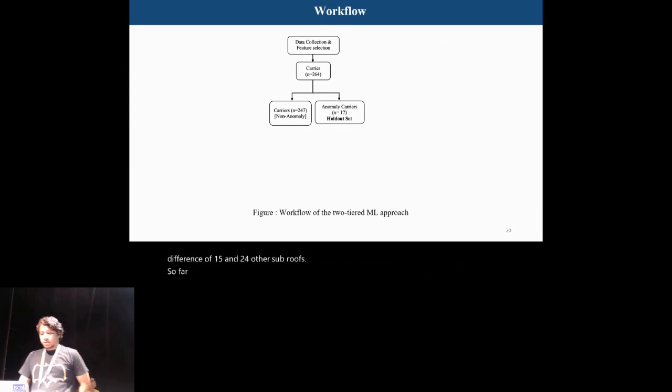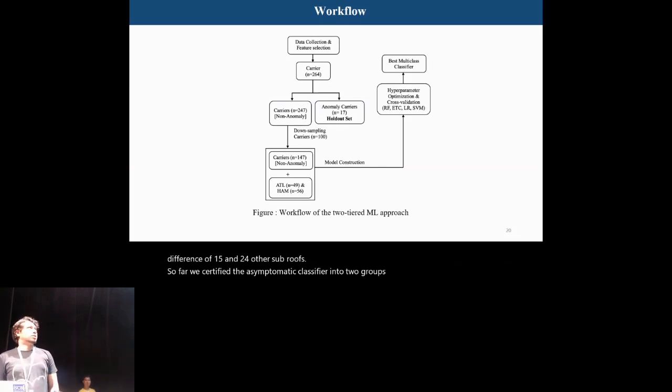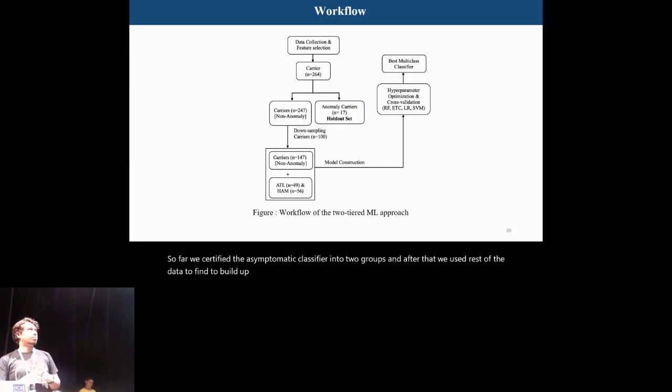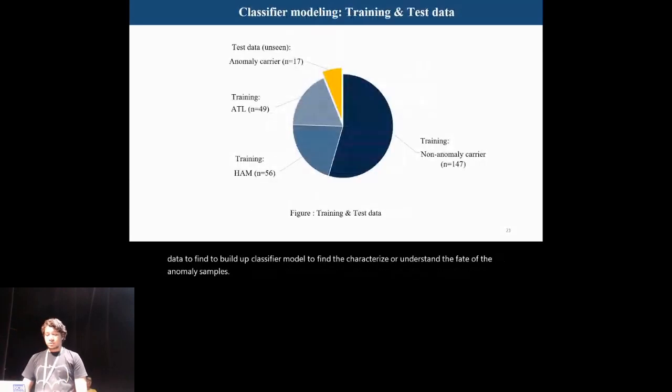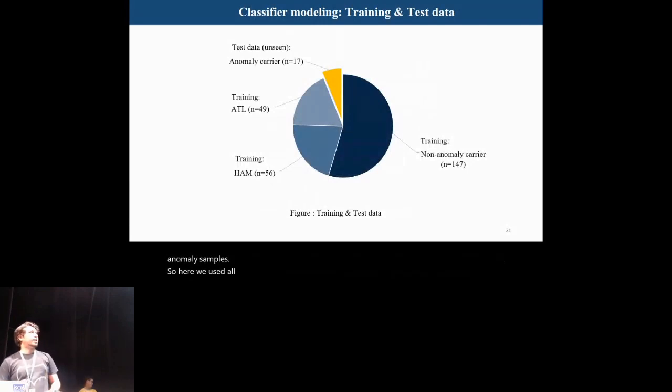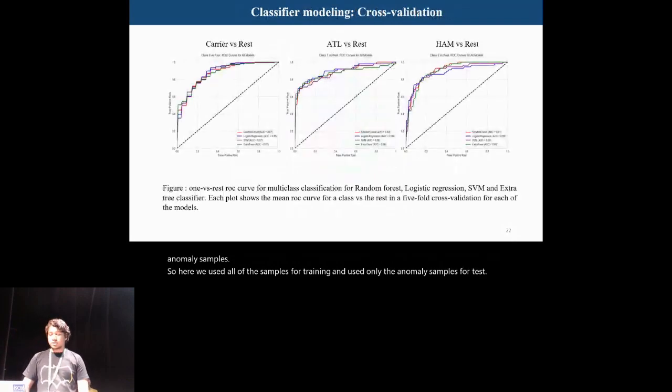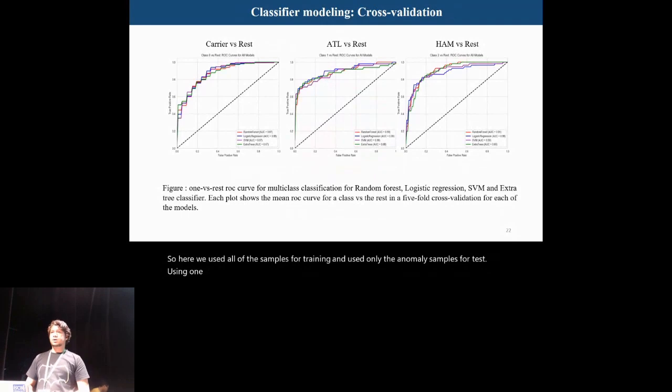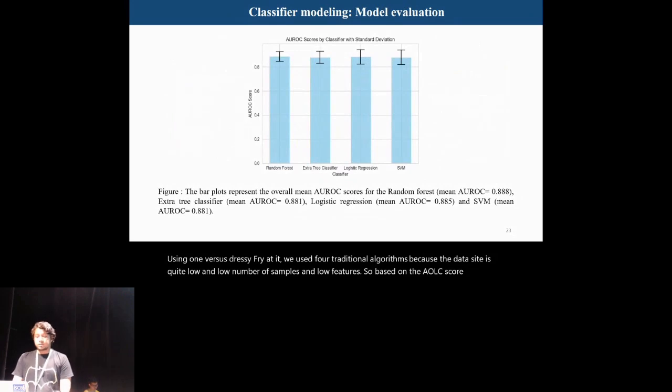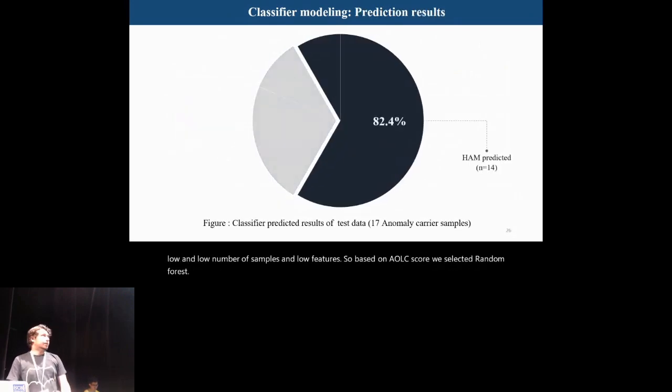So far, we stratified the asymptomatic carriers into two groups, and after that, we used the rest of the data to build a classifier model to further characterize and understand the fate of the anomaly samples. So here, we used all of the samples for training and used only the anomaly samples for testing. Using a one-versus-rest classifier, we used four traditional algorithms because the data set is quite small, with a low number of samples and low features. So based on the AUROC score, we selected random forest and we predicted the anomaly samples.